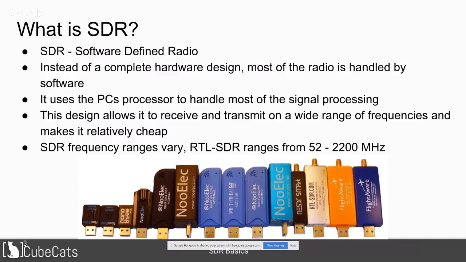It's also just a small little dongle that you can see in the images below that just plugs into your laptop, and it uses the sound card. The frequency ranges vary with each SDR. A lot of the RTL SDRs at the bottom of the slide range from about 52 to 2200 megahertz.